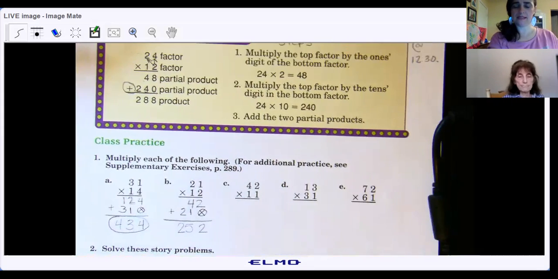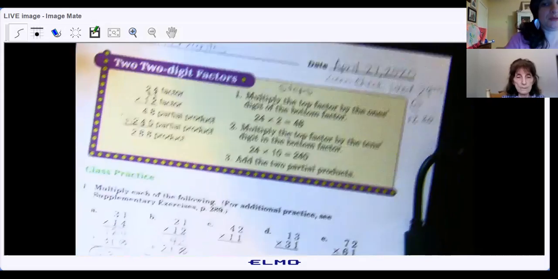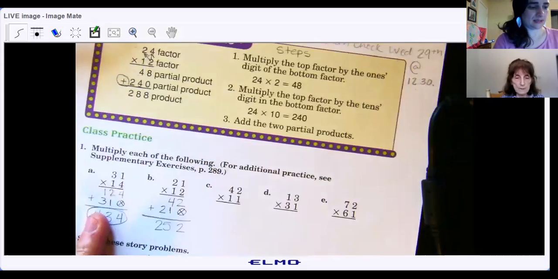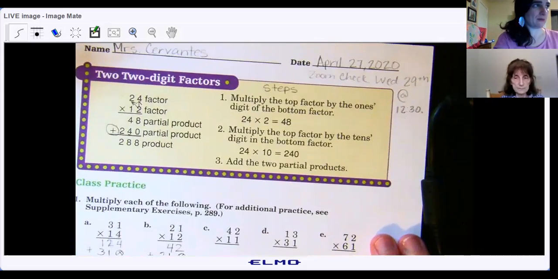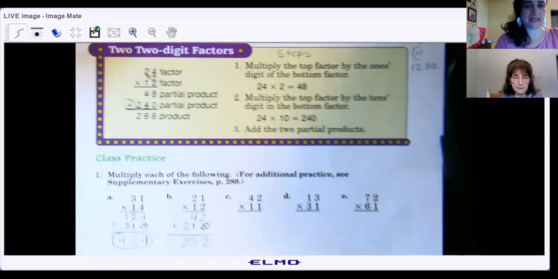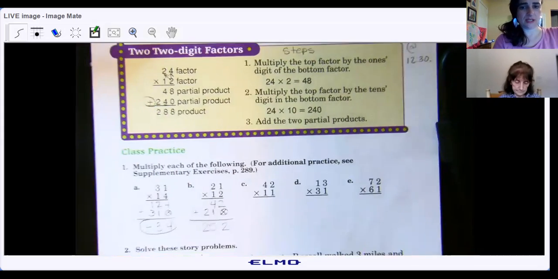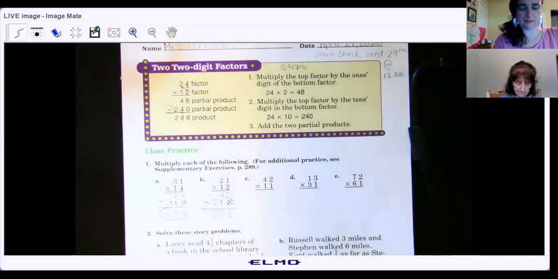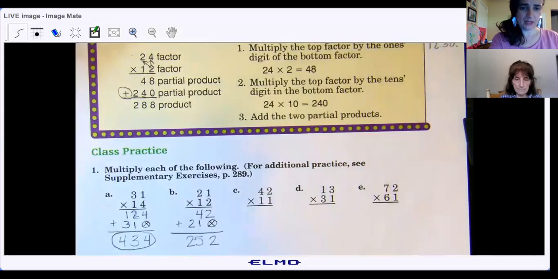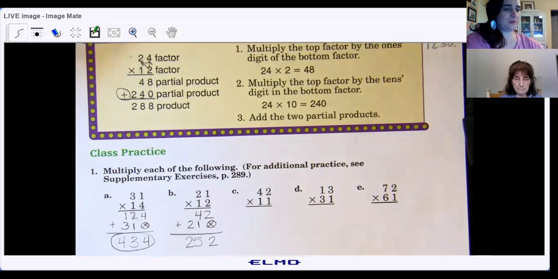Sorry, give me just 1 sec to get my paper and my image mate straight, because my paper's crooked. This is a straight paper, so my image mate, let me get it straight. Sorry, it's hard on me to write when the paper keeps moving. Okay, should be better now.